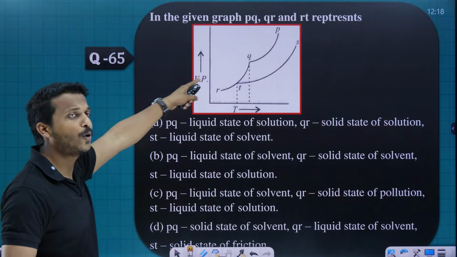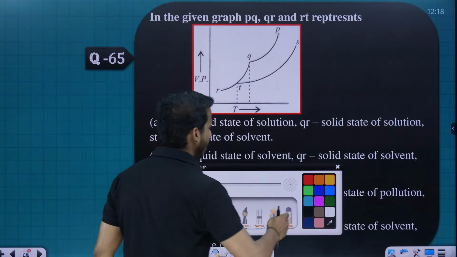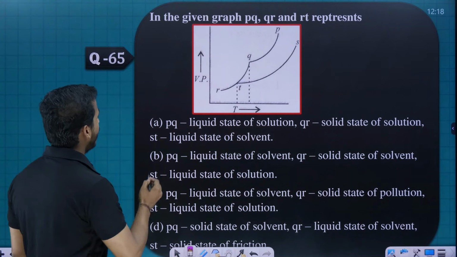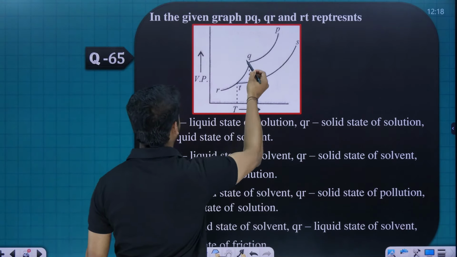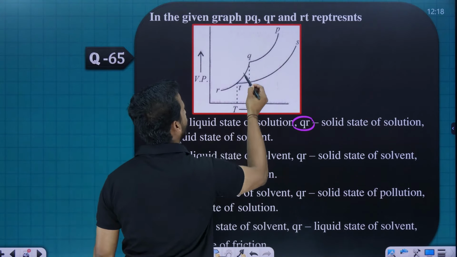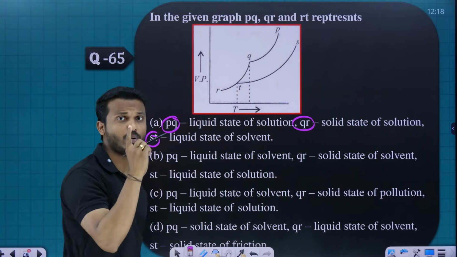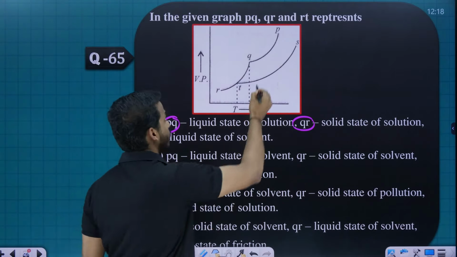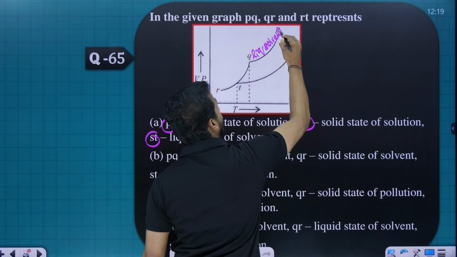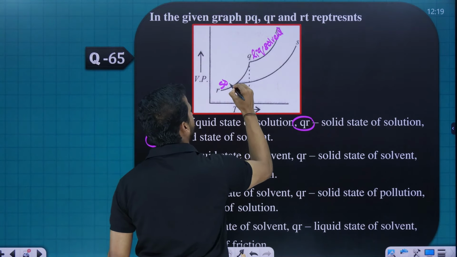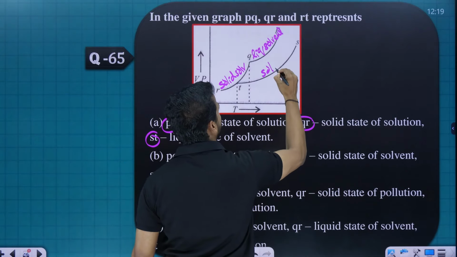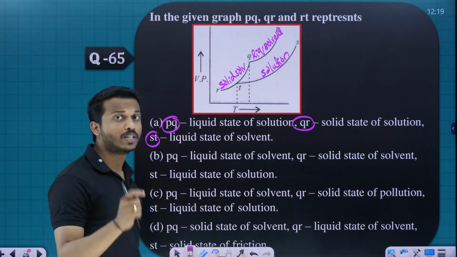Question number 65. Hope you remember this graph we studied in depression in freezing point, right? Depression in freezing point graph. They are asking about PQ, QR and ST. This is PQ, this is QR and ST. This is very clear from the textbook graph. PQ represents what? Liquid solvent. On freezing, it becomes solid solvent, right? Solid solvent. And the right one is which one? Liquid, the solution. It is compulsory to know the graph.